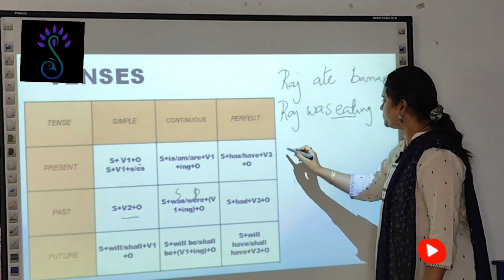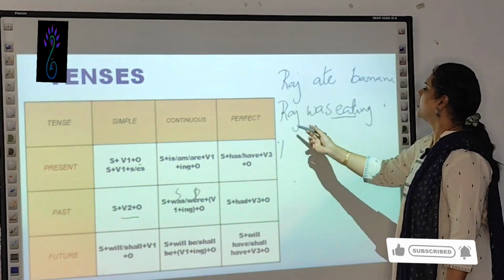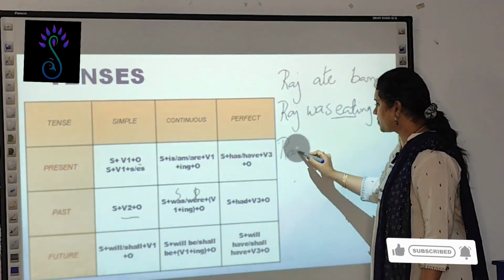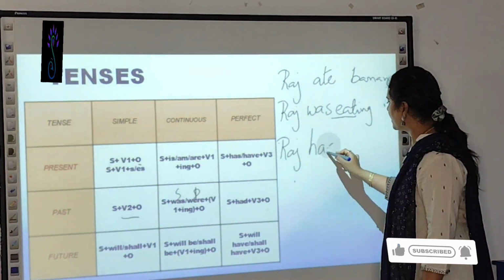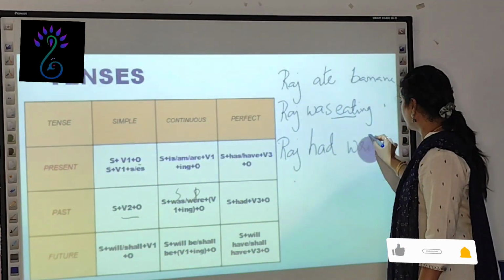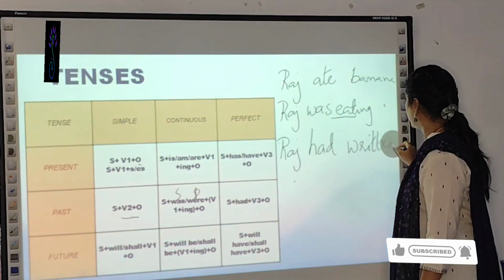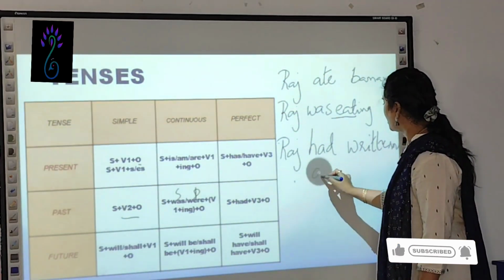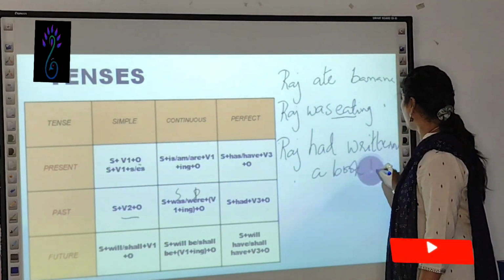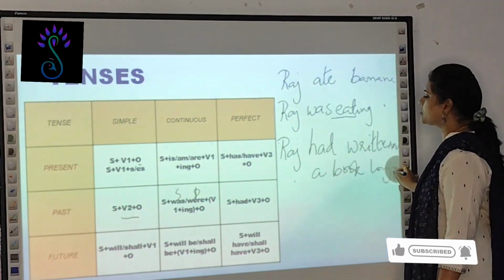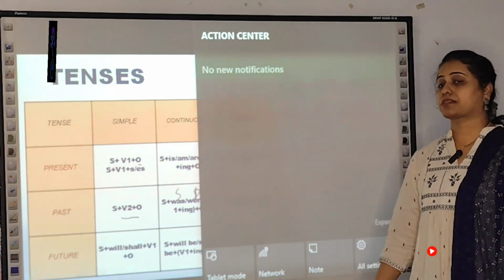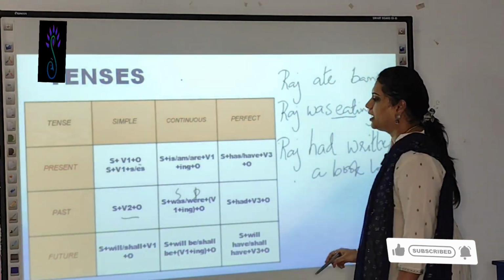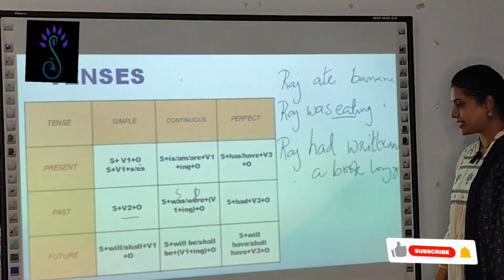Okay, now plural aithe they were playing in the ground. Okay, then past perfect ki Raj had written a book long ago. Past tense ki mostly we should mention the time. Okay, this is about past tense. Is it clear?